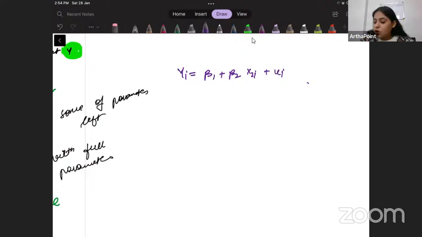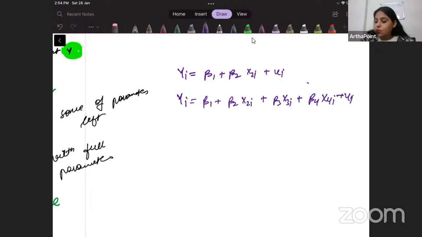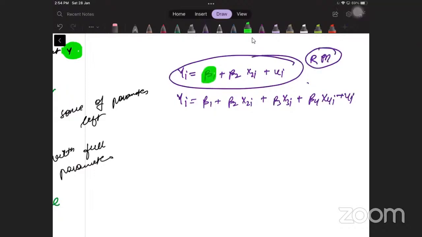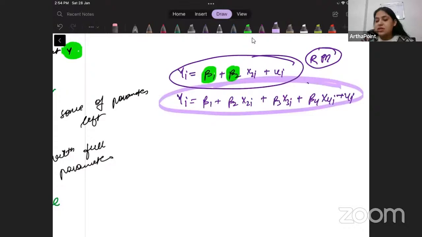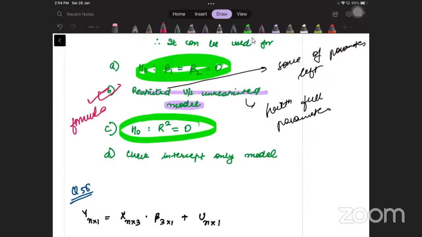And suppose I have another model yi equal to beta 1 plus beta 2 x2i plus beta 3 x3i plus beta 4 x4i plus ui. Suppose I have these two models. Then this will be called my restricted model because it has restricted parameters. It only has beta 1 and beta 2. And this will be my unrestricted model because it has all the parameters, beta 1, beta 2, beta 3 and beta 4. So checking which model is better, restricted or unrestricted, then also you will use F-test. For formula, refer back to our lecture. This can use F-test, this can use F-test.